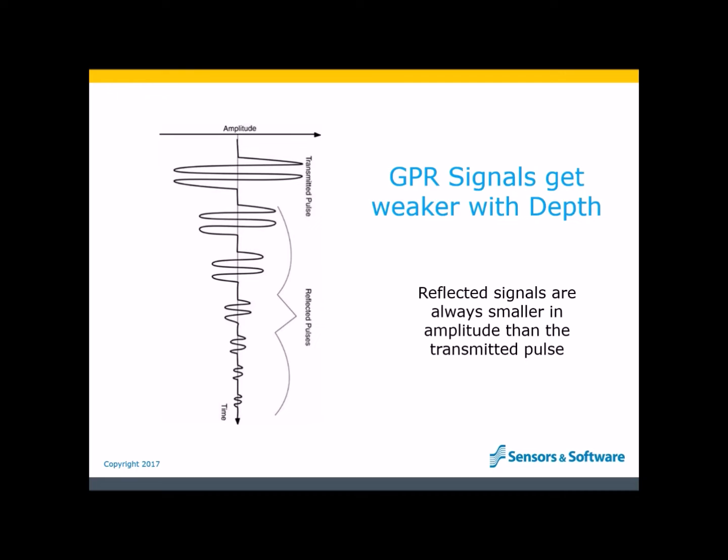New topic. I know that you all know this because it's intuitive. GPR signals get weaker as they travel deeper into the subsurface. But let's just make sure that we understand what is really happening. Reflections are always weaker than the amplitude of the signal that was transmitted. There are actually several reasons for this, but the dominant reason, and the one that I want to talk about today, is attenuation.